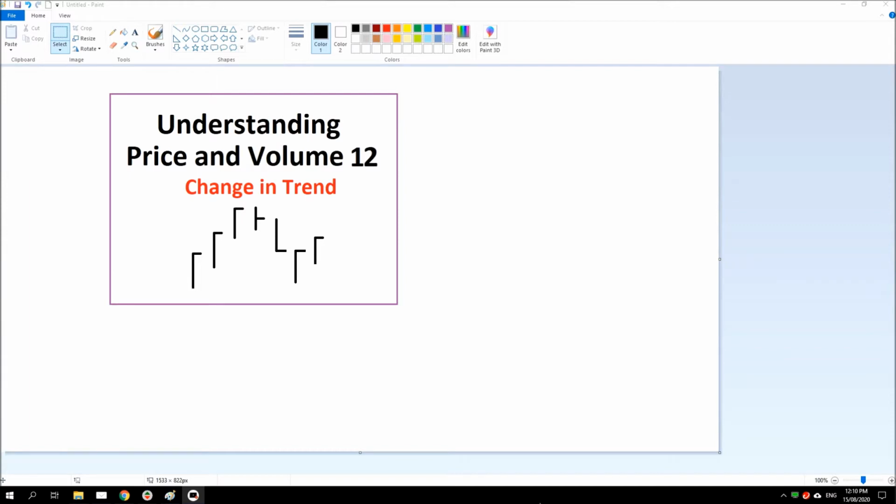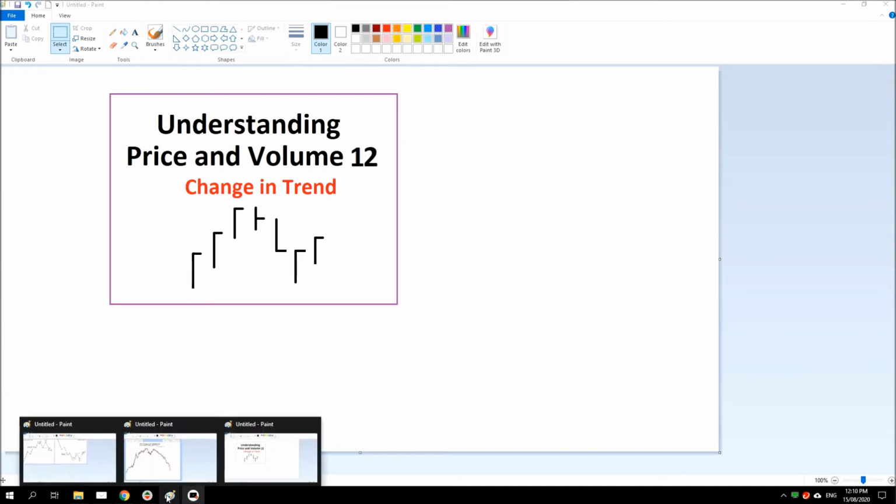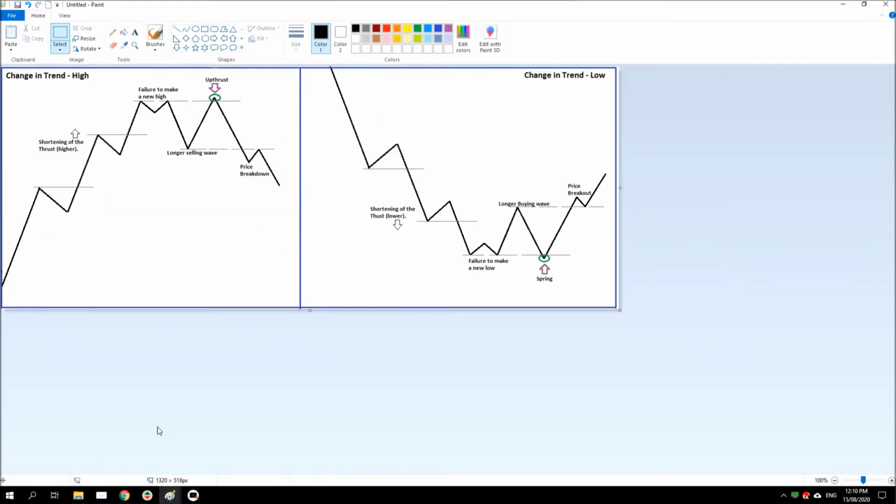This week I thought we'd look at when price may be about to change trend and how you can identify it. Firstly, a textbook example or two. You can see now when price is moving, it generally moves in buying and selling waves of buying and selling.